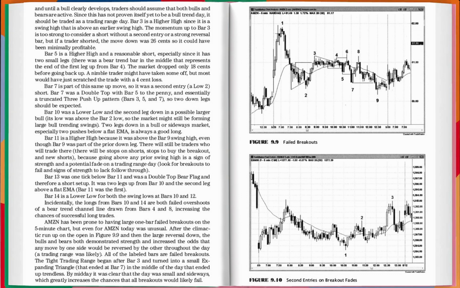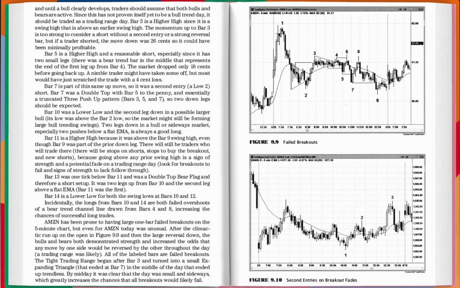Bar 7 is part of this same up move, so it was a second entry, a low 2 short. Bar 7 was a double top with bar 5 to the penny, and essentially a truncated 3 push-up pattern, bars 3, 5, and 7, so 2 down legs should be expected.